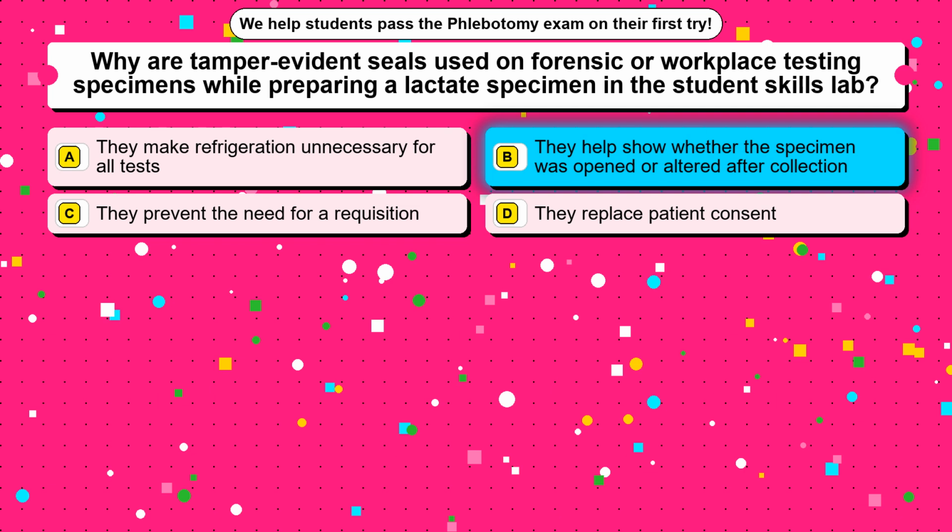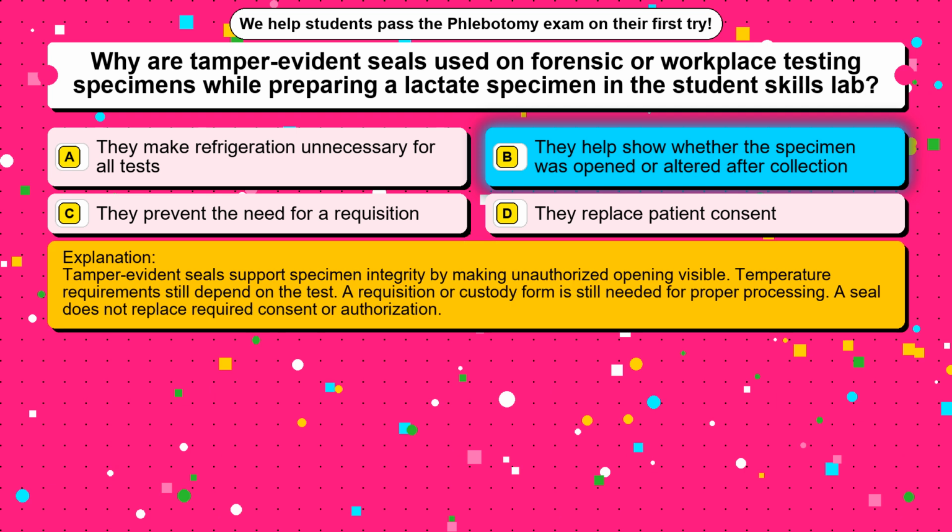The correct answer is option B. They help show whether the specimen was opened or altered after collection. Tamper-evident seals support specimen integrity by making unauthorized opening visible. Temperature requirements still depend on the test. A requisition or custody form is still needed for proper processing. A seal does not replace required consent or authorization.